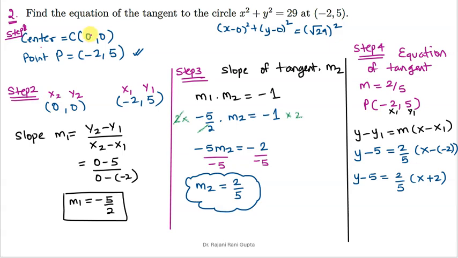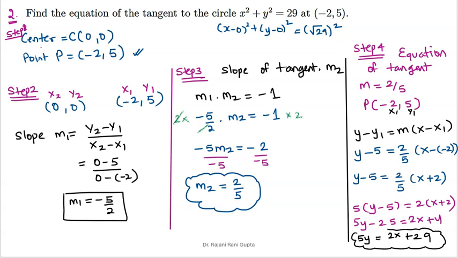Simplifying this, you know how to simplify. So this will be like y minus 5 equal to 2 over 5 (x plus 2). This gives you 5y minus 25 equal to 2x plus 4. That gives you 5y equal to 2x plus 29. So this is your equation of the tangent line. Okay. So I hope it's clear. It's a four-step process. This is how you can work on it.